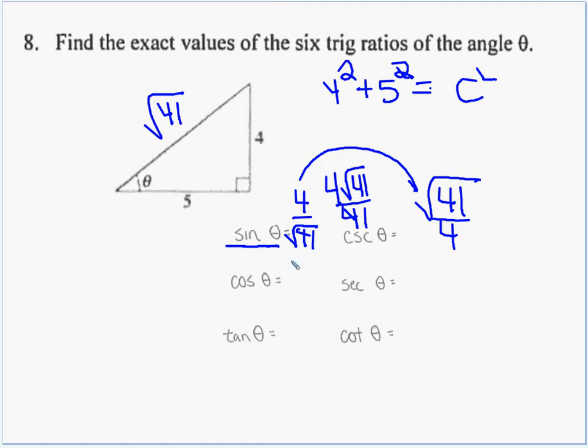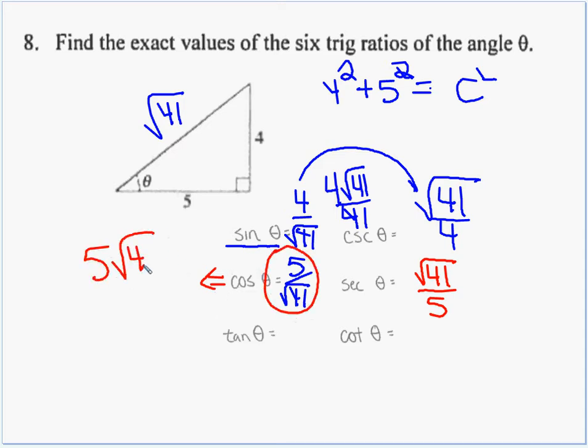For cosine, cosine is adjacent over hypotenuse, so that'll be 5 over root 41. And just like we did for cosecant, let's find the reciprocal of cos. If we flip over cos, we get secant. So our secant value is root 41 over 5. And then we'll come back here and rationalize. When we rationalize this, multiply the top by root 41, and the denominator will now be 41, radical free.